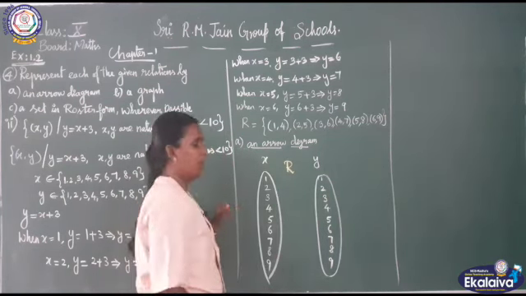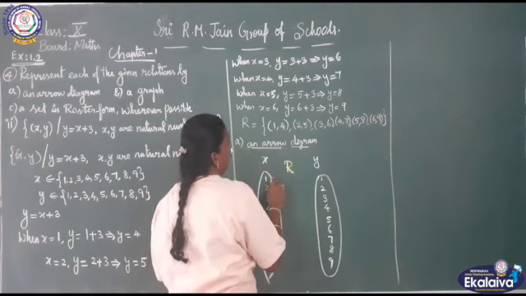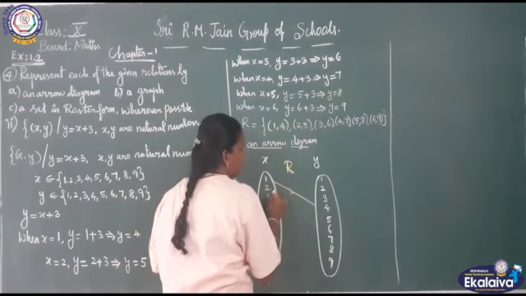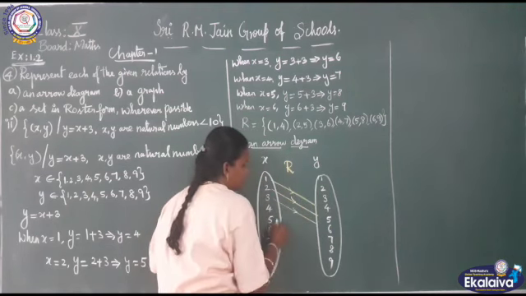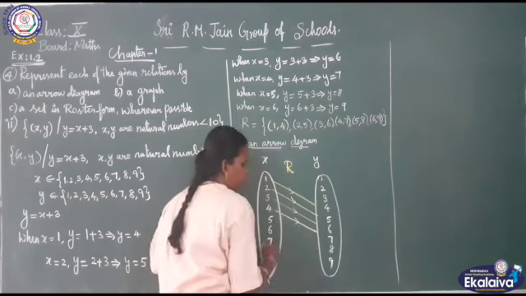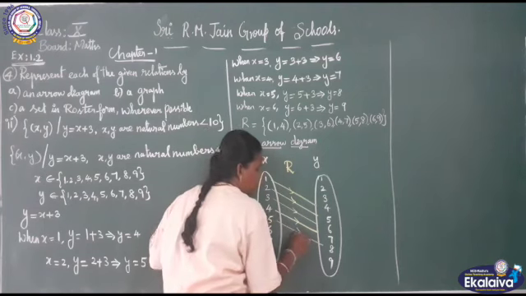The relation has to be mapped. When x is 1, we will get the y answer as 4. When x is 2, y is 5. When x is 3, y is 6. When x is 4, y is 7. When x is 5, y is 8. When x is 6, y is 9.